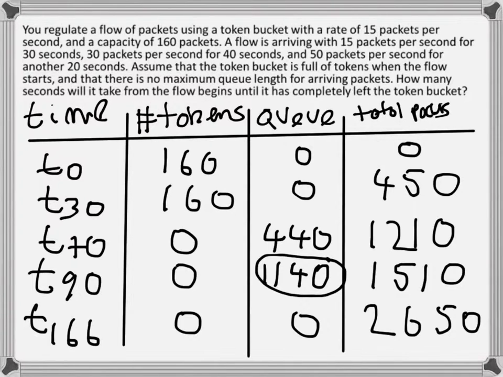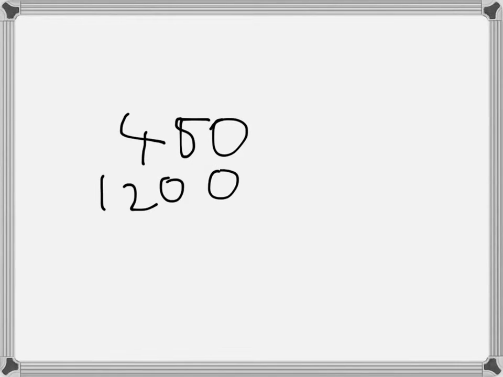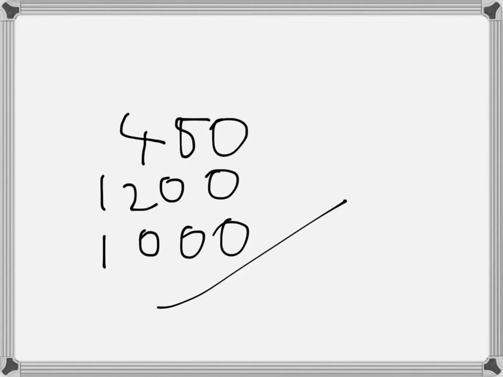what we can do is that we can check how many packets were arriving in total. So we know that during the first 30 seconds we had 450 packets. During the next 40 seconds we had 1,200 packets arriving. During the last 20 seconds we had 1,000 packets arriving. So when we add these numbers, it is 2,650.